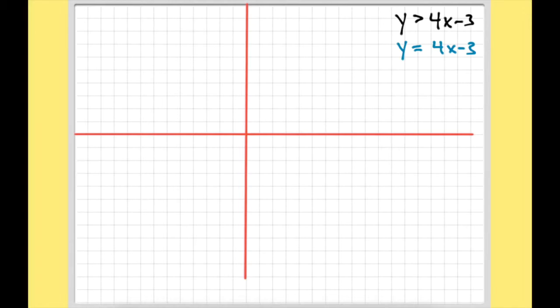We're going to treat that for a second as if it were y equals 4x minus 3. If that were the case, we would start at our y-intercept, which as we know is at negative 3, and then we would use our slope of 4 to find another point, which is a rise of 4 and a run of 1. So we'd go up 4 over 1 to find our next point. Again, up 4 and over 1. That's our next point. So that would be how we'd graph our line y equals 4x minus 3.